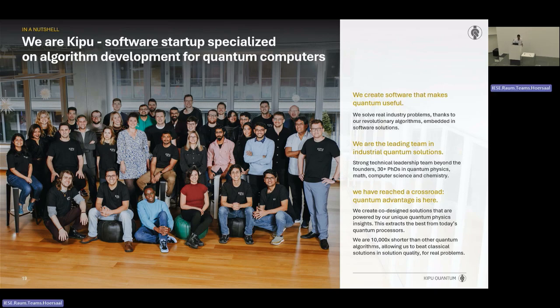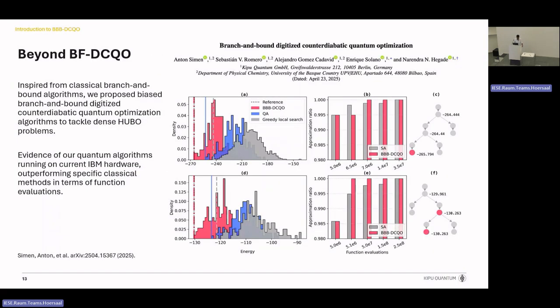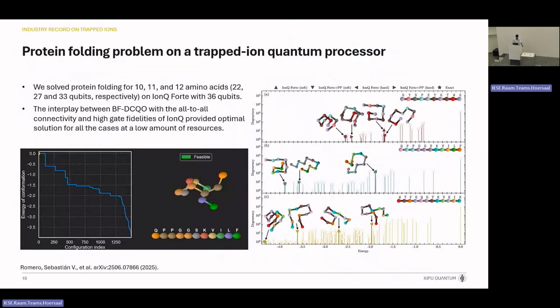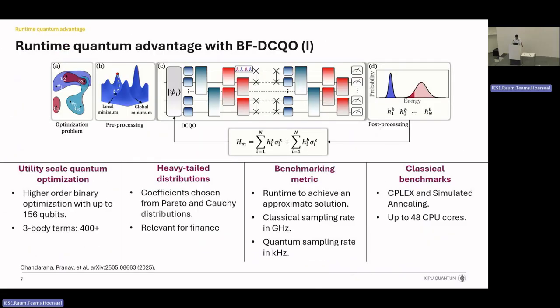Thanks for the talk. In the first benchmarks that you showed, you said the problem had 3-body terms, right? So HUBO. Can you explain again why the algorithm can handle these terms and not only quadratic terms? And also, can you elaborate on the CPLEX formulation that you use for the benchmarks?